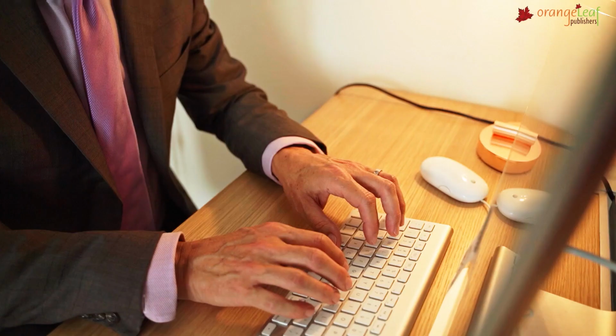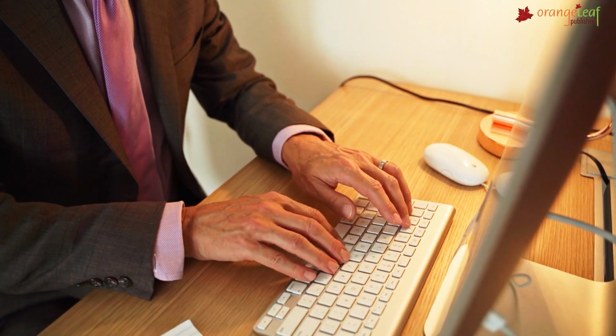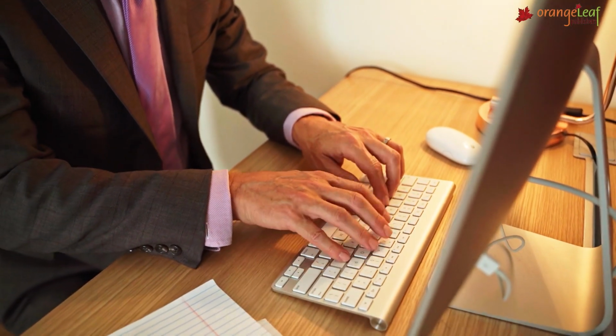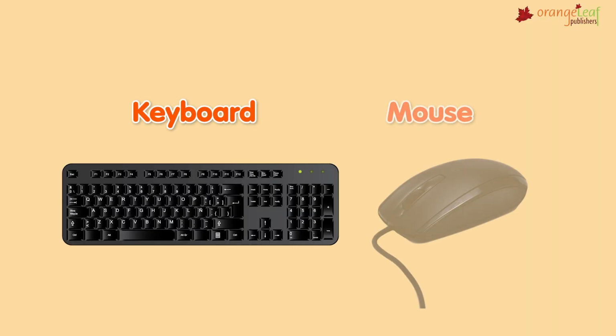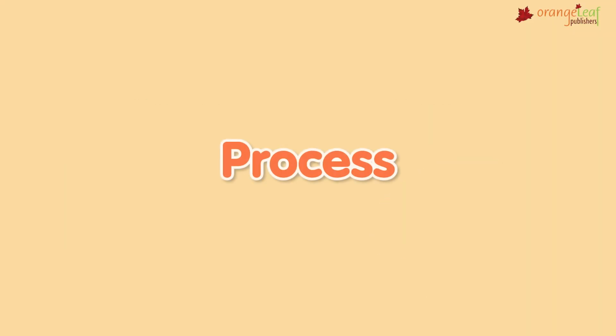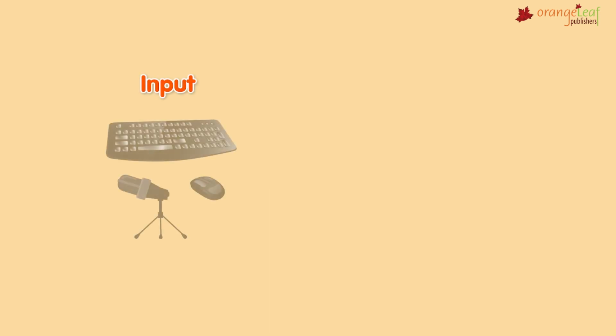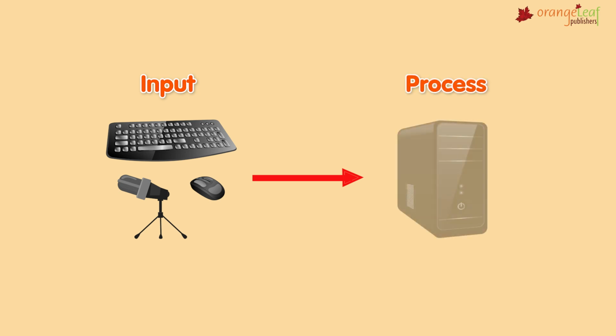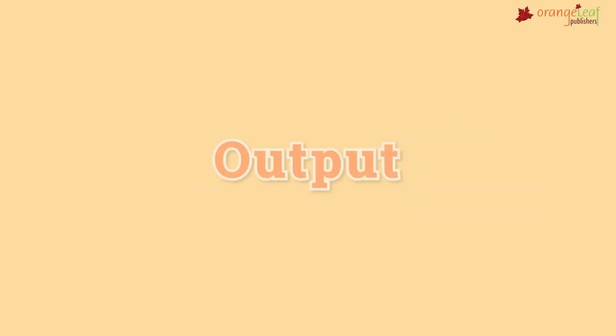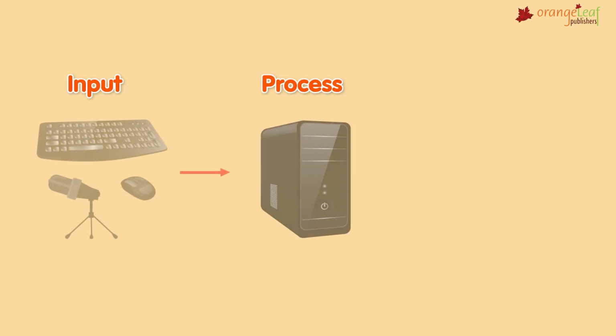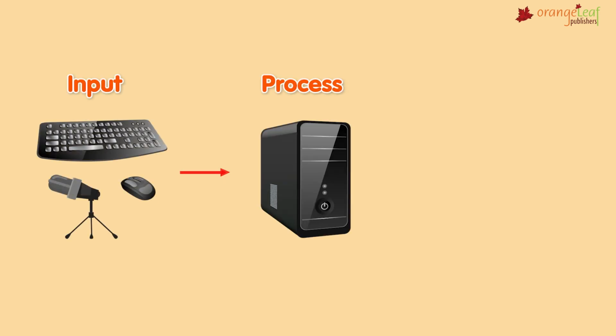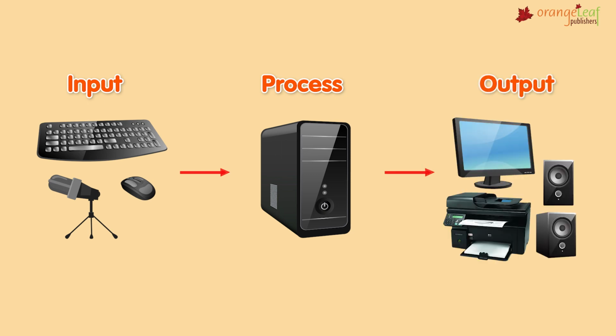Input. When the user feeds data into a computer, it accepts the data as input through different input devices such as keyboard, mouse, etc. Process. Then the computer processes this data and converts it into information with the help of the processor. Then output. After processing, the computer displays the result through different output devices such as monitor, printer, speakers, etc.